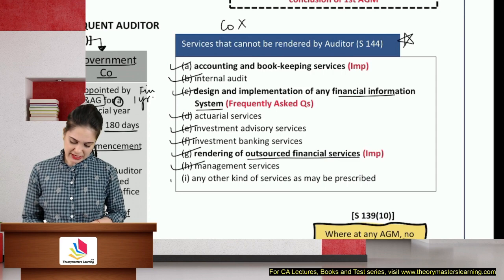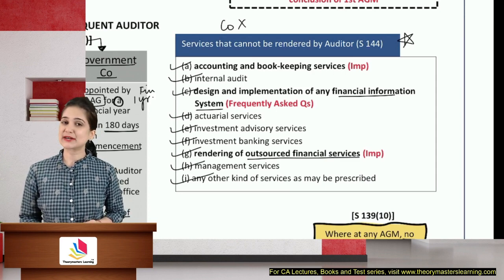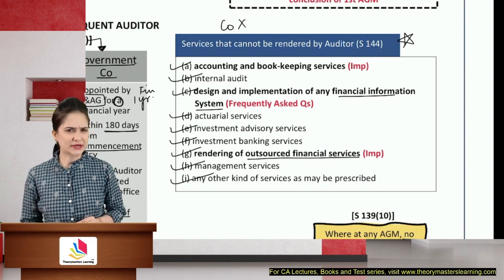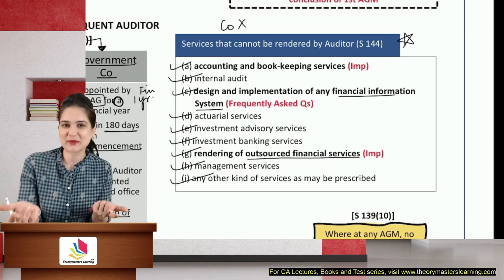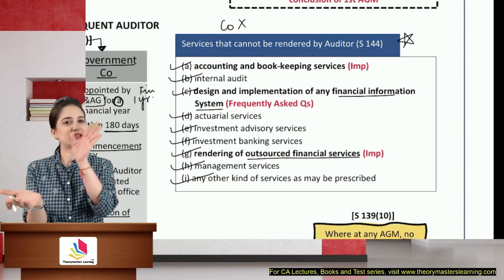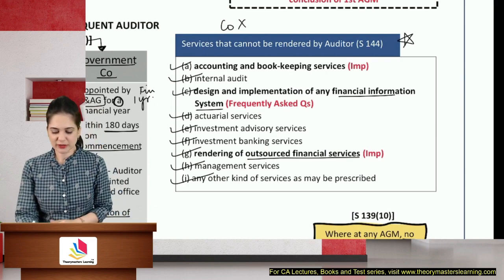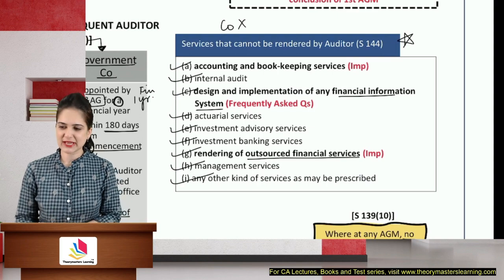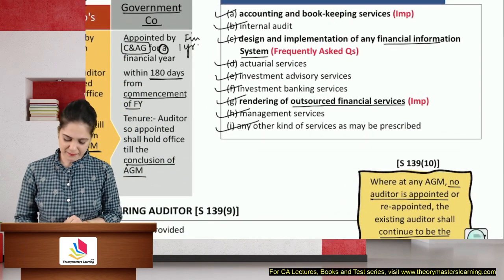Management services, and any other kind of service as may be prescribed. So if you are providing these kinds of services, you cannot be an auditor. And you can also say it the other way. If you are an auditor of the company, then you cannot provide these services. Are you getting me? And if you are providing these services, you cannot be appointed as an auditor. Section 144, the section number is important for the exam. As I already informed, it can be asked as a theory question or a case-based question.